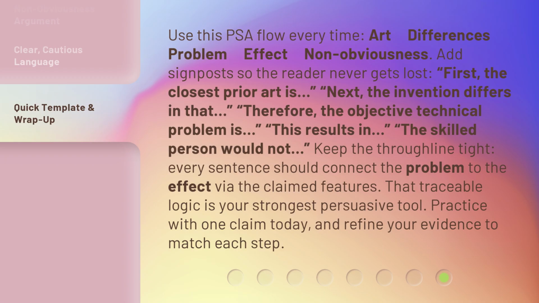Keep the through line tight. Every sentence should connect the problem to the effect via the claimed features. That traceable logic is your strongest persuasive tool. Practice with one claim today, and refine your evidence to match each step.